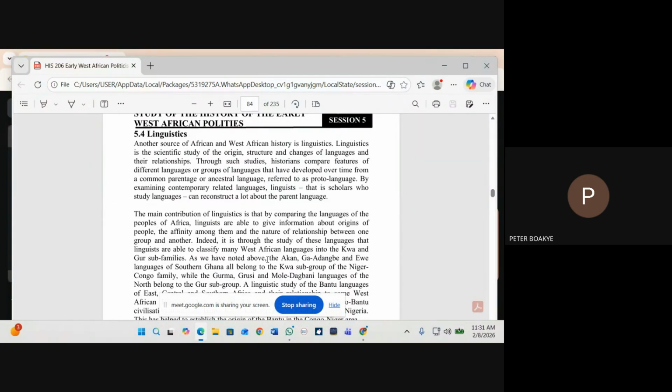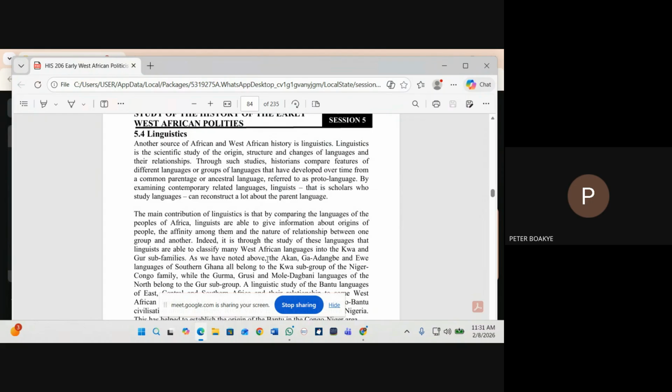Then we have linguistics, which is another source of African and West African history, and is the scientific study of the origin, structure, and changes of languages and their relationships. So that falls under linguistics.